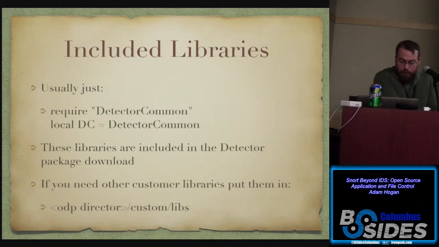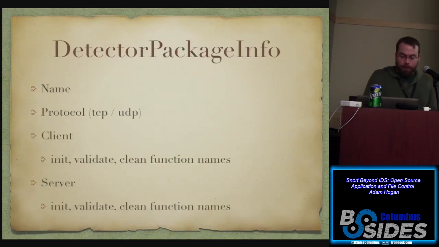And then if you need other custom libraries, I mean, if you were to write something incredibly complicated and need your own library to do it, you could include that here. Right? I haven't needed to do that for any of the custom application detectors I've written, but it's an option. So it is extensible if you want to get crazy. The detector package info is really just, okay, here's the name I'm giving, here's the protocol I'm going to use, and then whether or not it's a client or server application that I'm going to be identifying.